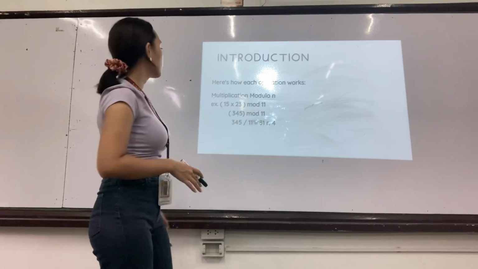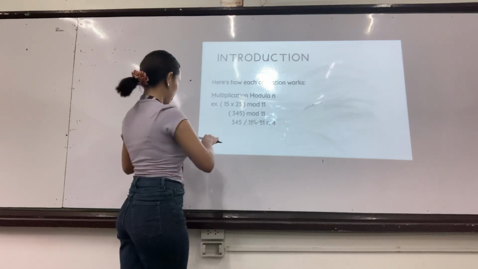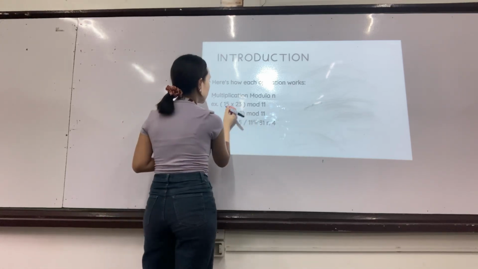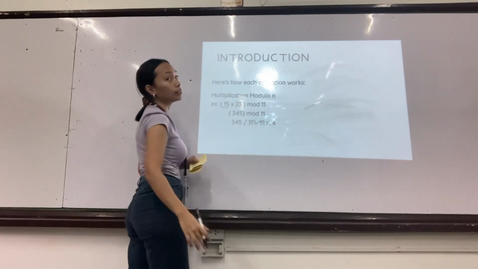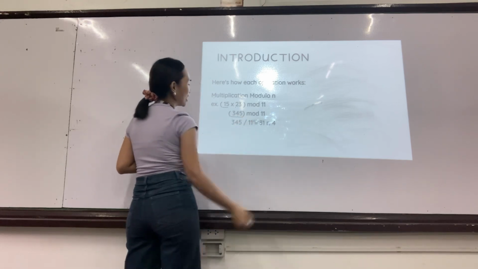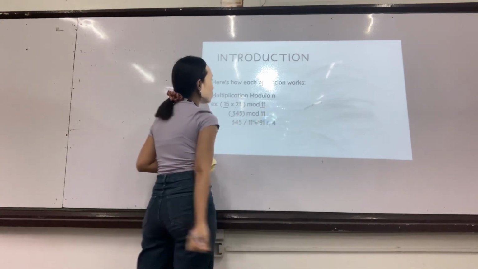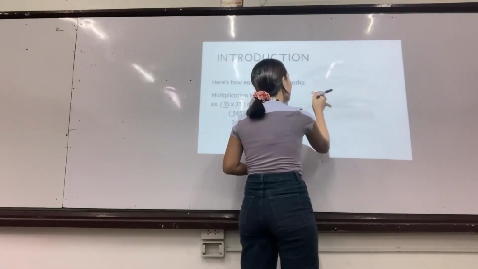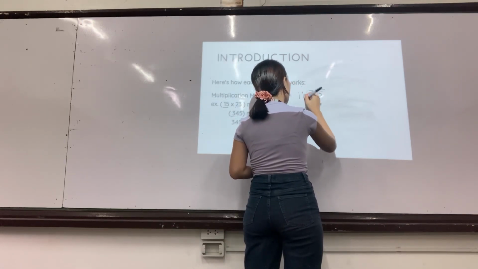Next up is the multiplication modulo n. So we have here the example. The values given are 15 and 23. So 15 times 23, if you use a calculator, we are going to get the value of 345. Since our modulo value is 11, we are going to divide 345 by 11.